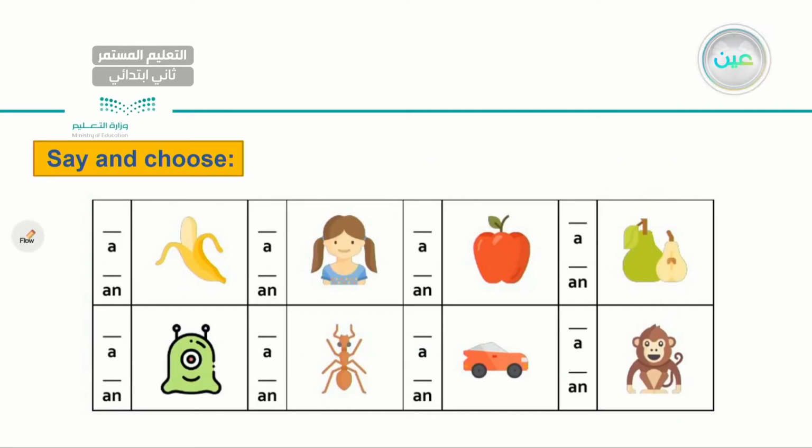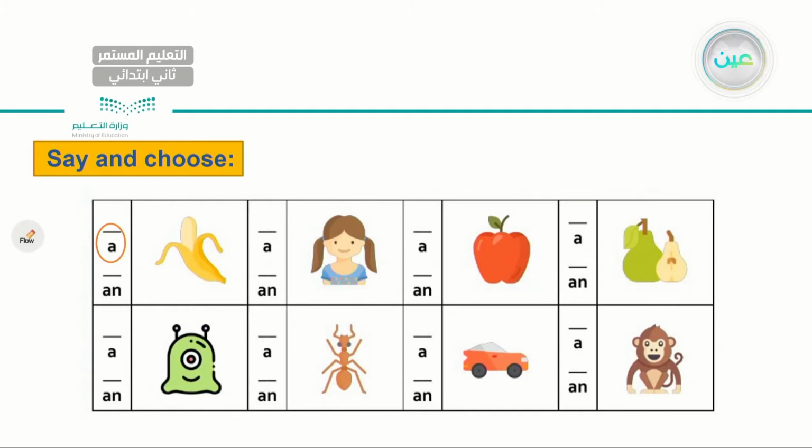For example, try to say the item or the picture and then choose the correct article, okay? Starting with the first one, I have a banana. Again, they are singular, all the items here. Banana. Do I use a or an, students? Very good. A banana. So let's say the words one more time. A banana. Very good.